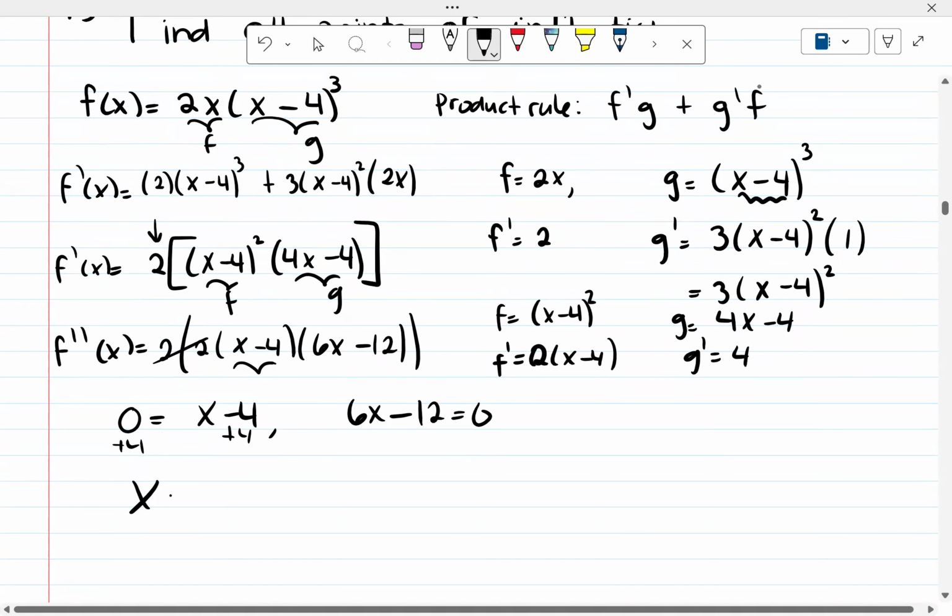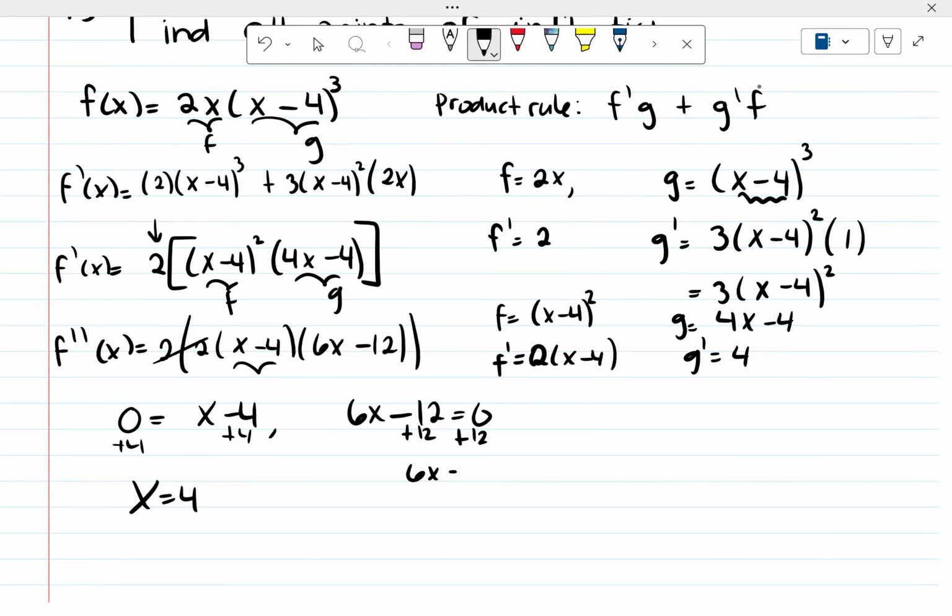And when you actually solve for x, for x minus 4, you get x equals 4. And over here, if you actually solve for x, you're going to add 12, get 6x equals 12. Divide this by 6. You get x equals 2.